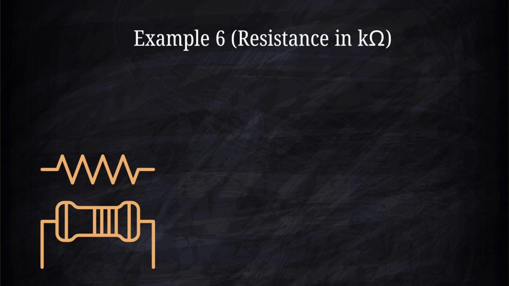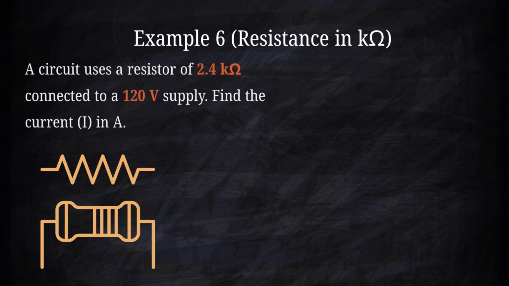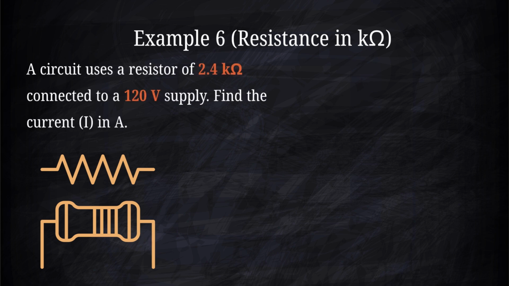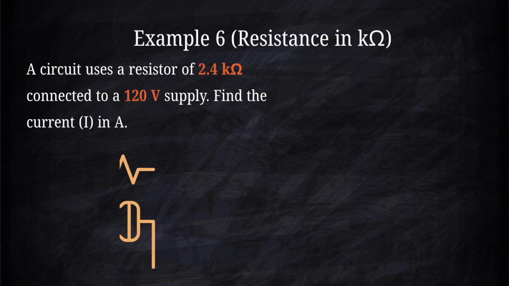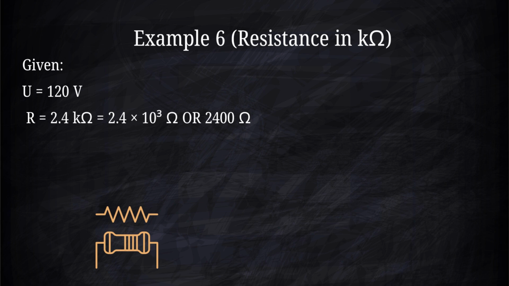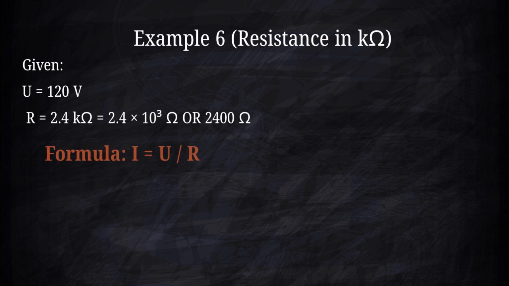Example 6, resistance in kilo ohms. A circuit uses a resistor of 2.4 kilo ohms connected to a 120 volt supply. Find the current, I, in amperes. The total voltage is 120 volts, and the resistance is 2.4 kilo ohms. Remember that 2.4 kilo ohms equals 2.4 times 10 to the power of 3 ohms, which is 2,400 ohms. To find the current, use the formula current equals voltage divided by resistance.